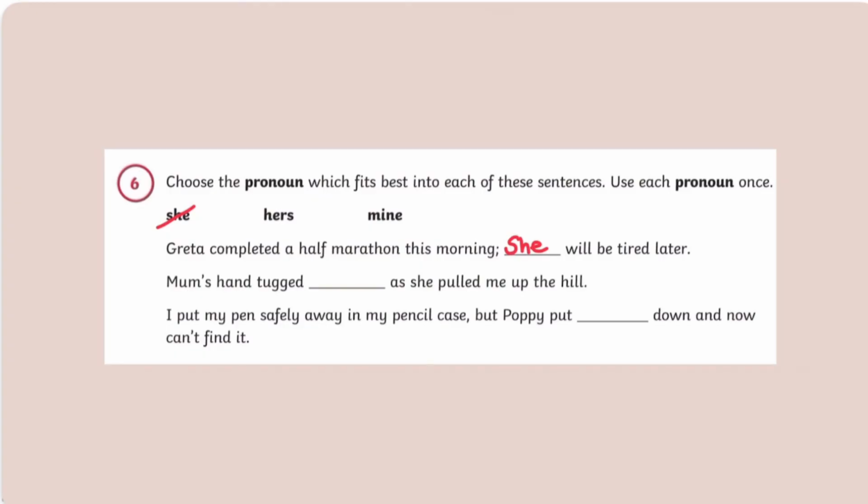Mum's hands tugged hers as she pulled me up the hill. Mum's hand tugged mine as she pulled me up the hill. And mine is the correct answer, because that's the one that is the correct pronoun. And finally, I put my pen safely away in my pencil case, but Poppy put hers down and now can't find it. And because we crossed them through, we knew hers had to be in the last one.